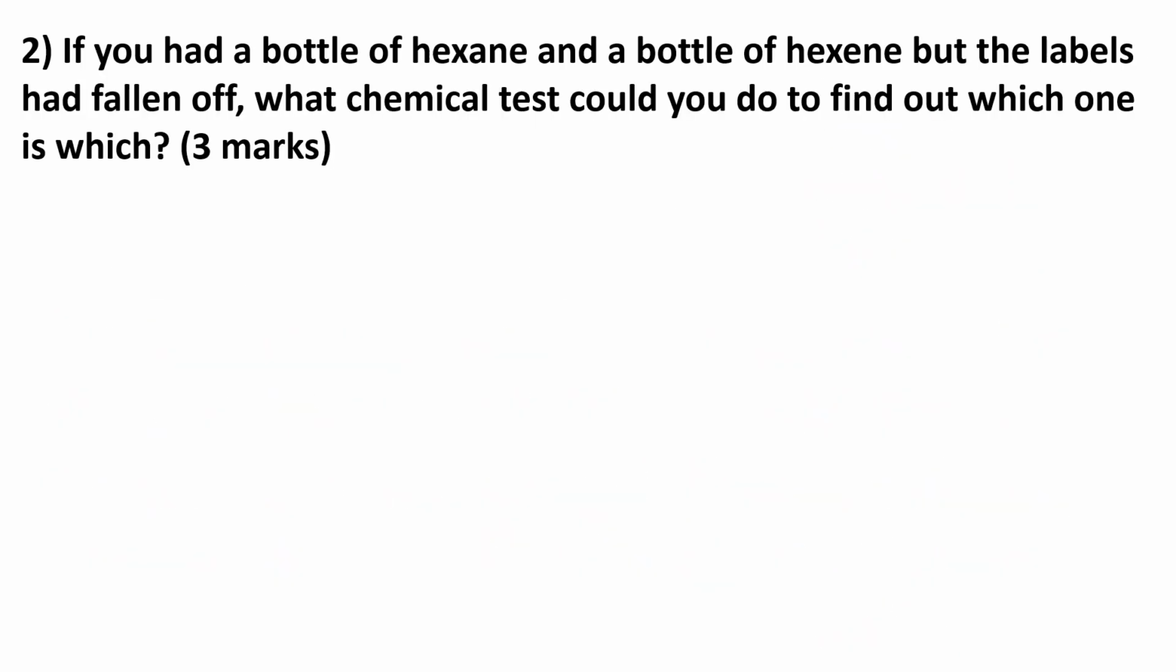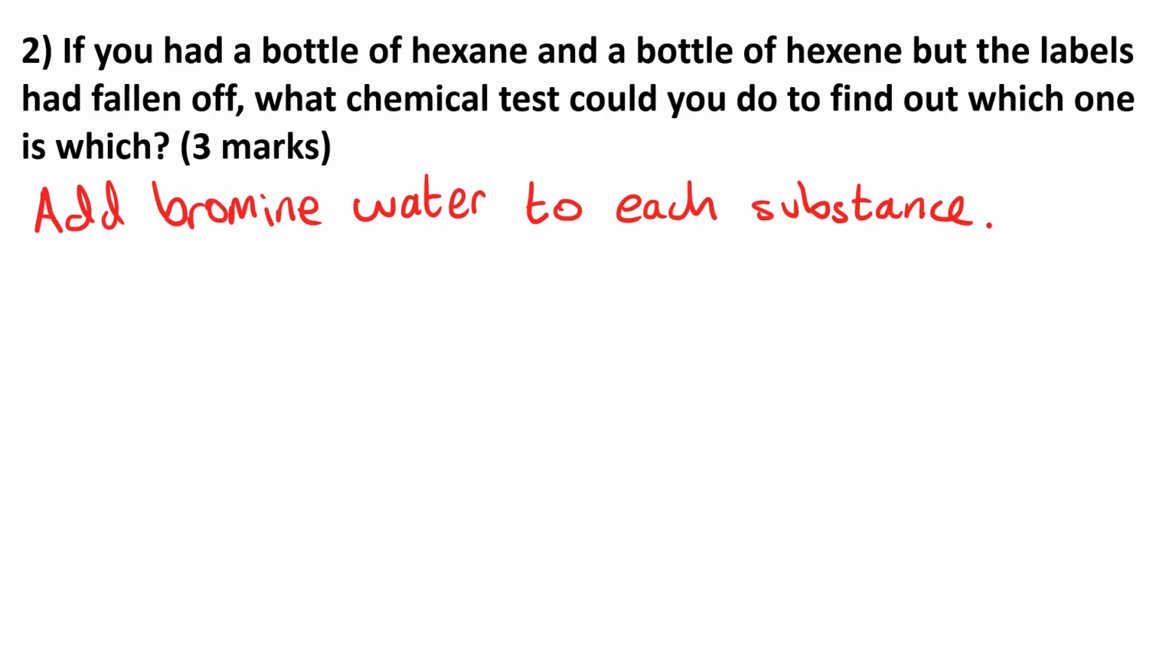Question 2. If you had a bottle of hexane and a bottle of hexene, but the labels had fallen off, what chemical test could you do to find out which one is which? And that would be worth 3 marks. Well, it's the bromine water test. So you need to add bromine water to each substance.